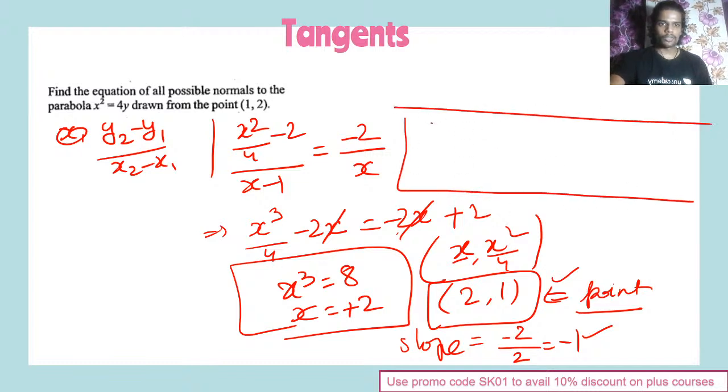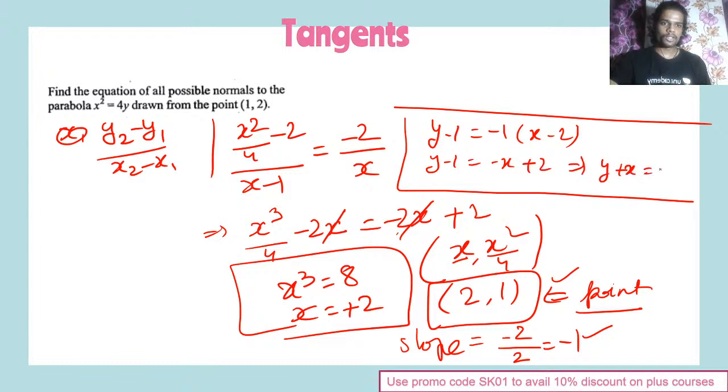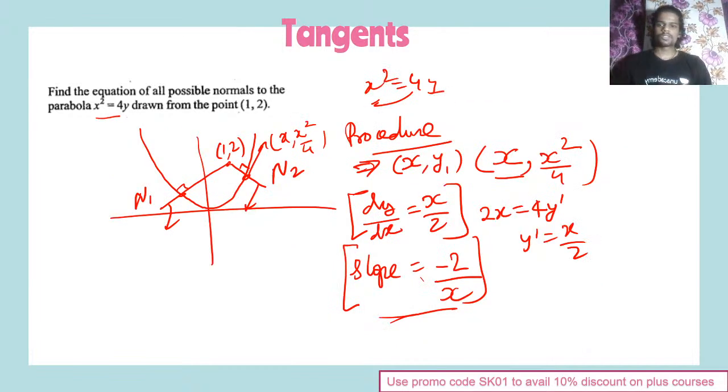Equation of normal would be y minus y1 equal to slope times x minus x1. So y minus y1 equal to minus (x plus 2). If you solve this, you will get y plus x equal to 3. Okay, pretty simple, pretty neat. So just see what we have done. There won't be two normals, there will be only one normal.